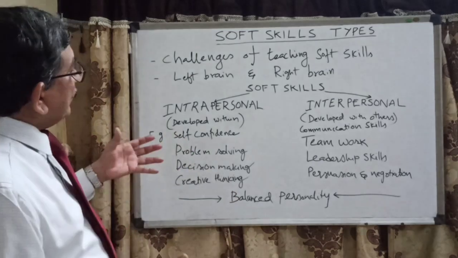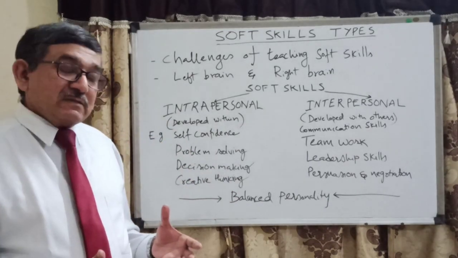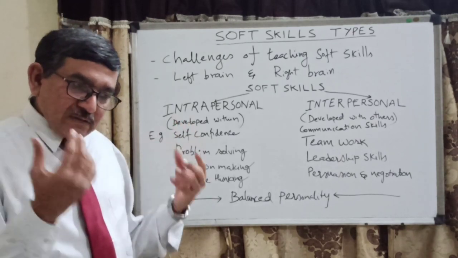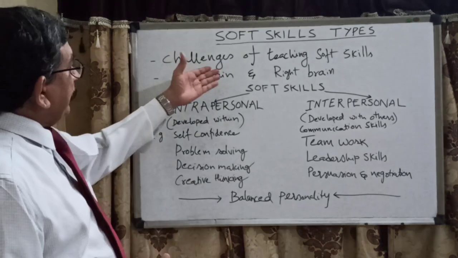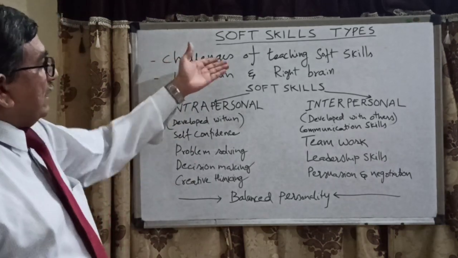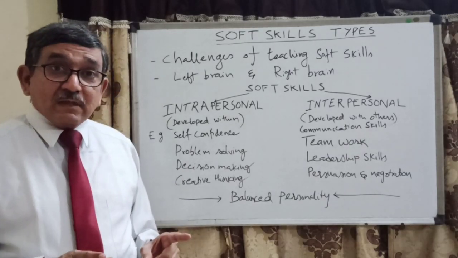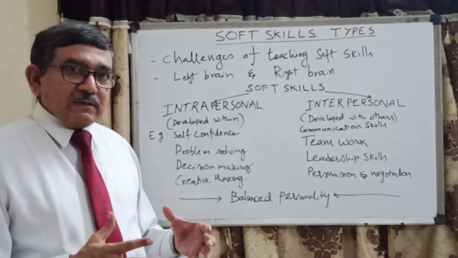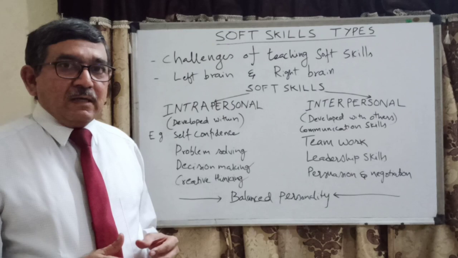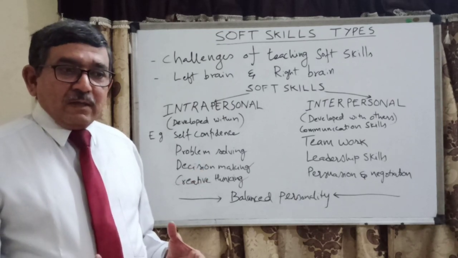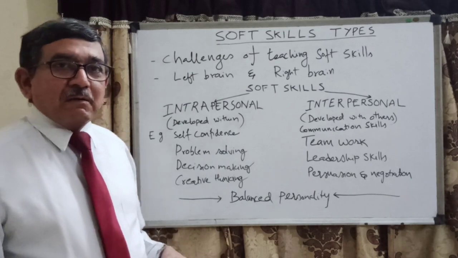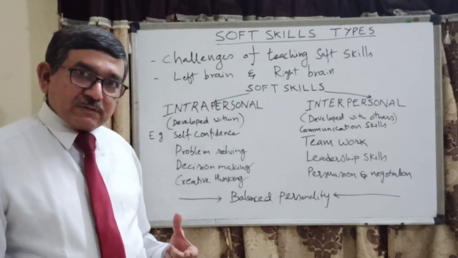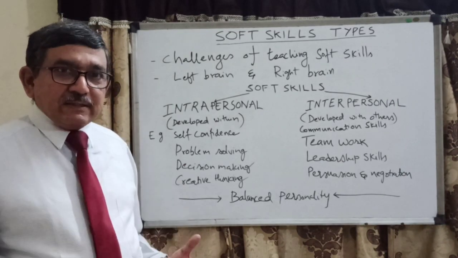So teaching soft skills, and at the same time learning soft skills, is a big challenge because nothing is visible, everything is invisible. So that's why I have written like this: challenges of teaching soft skills. Teaching soft skills is much more difficult because I have to teach something which is abstract. It is not visible. That's why we teach soft skills by giving examples and real life situations. That's how students have to understand and they have to implement.